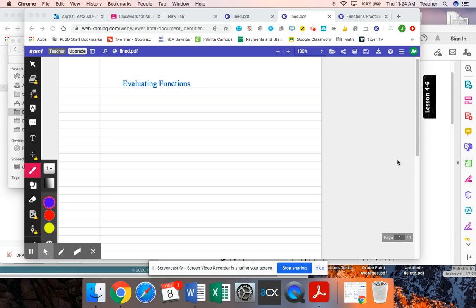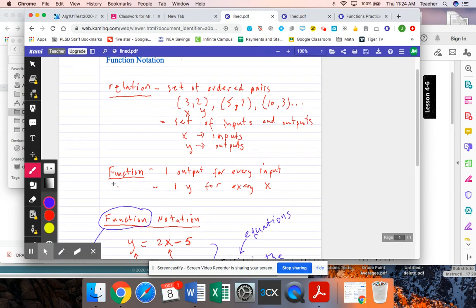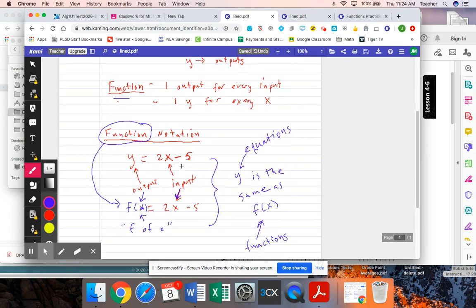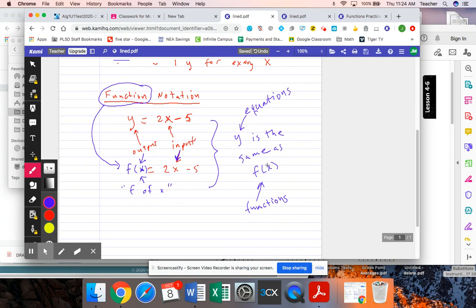All right, we're going to talk about evaluating functions now. I'm going to go back to some stuff that we've already talked about. We talked about function notation. We established what a function is first off, right? Then we talked about what function notation is. And it's really just this right here. Function notation is including this f of x right here. That's all that is. Instead of writing y, there's f of x.